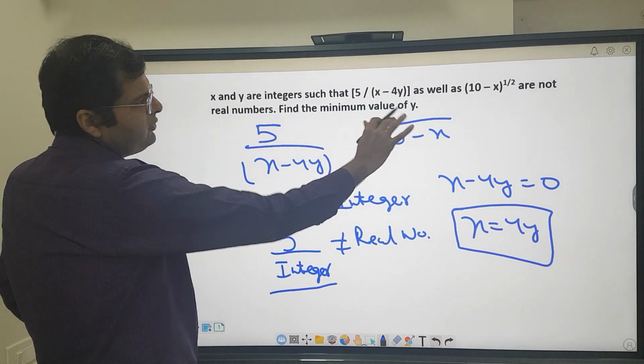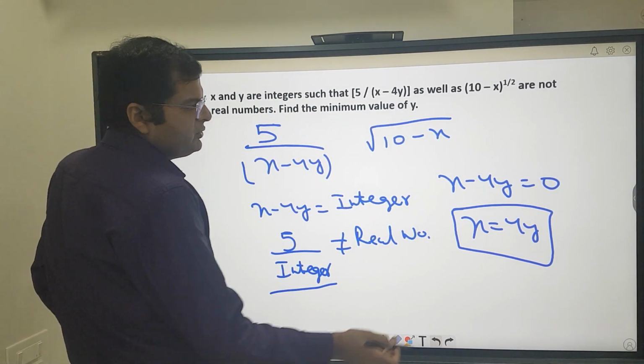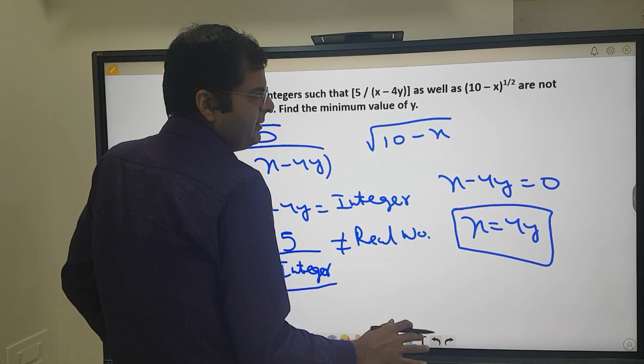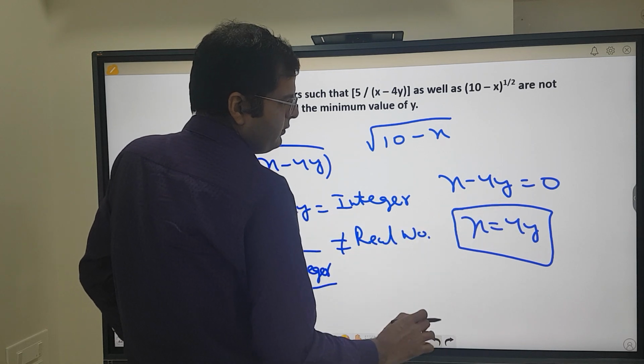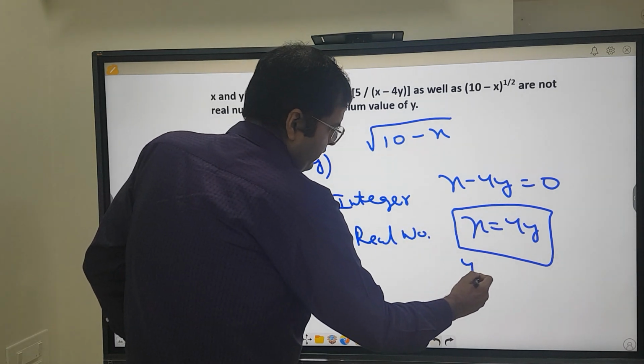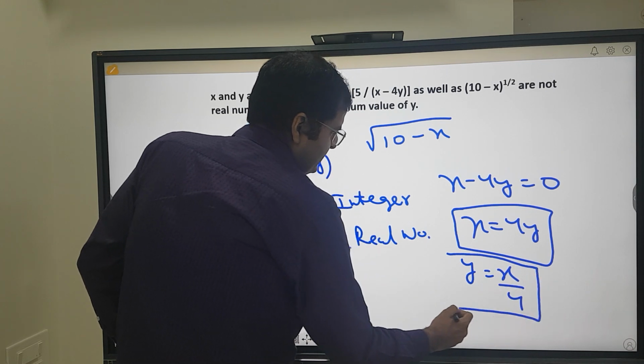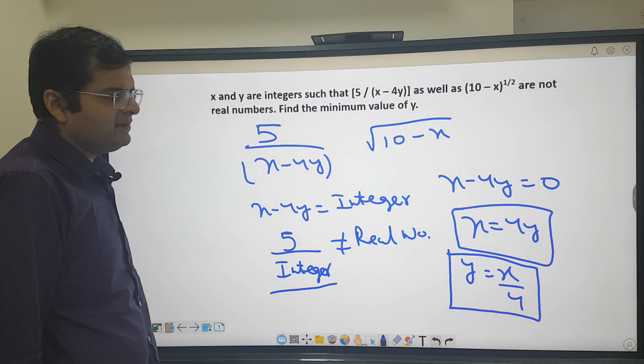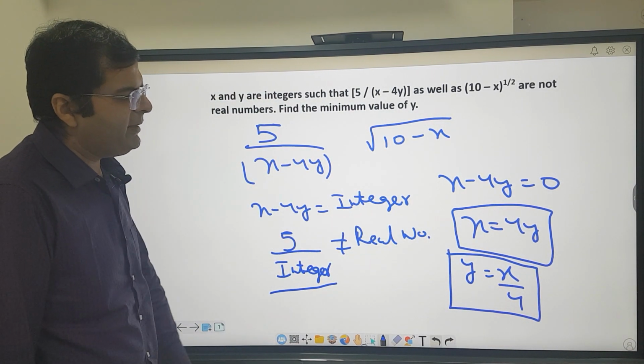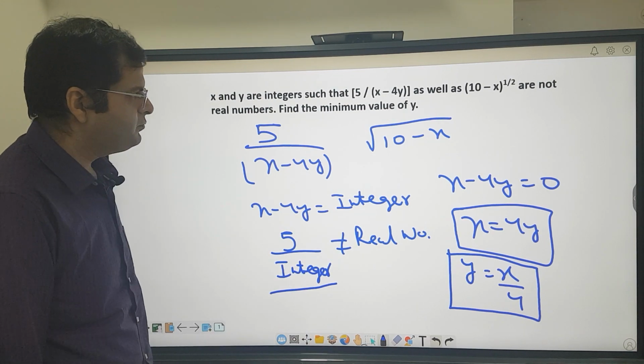What do we have to find? We have to find the minimum value of y. So over here we have to find the minimum value of y, and x is equal to 4 times y, or y is equal to x upon 4. We have to minimize y. So whenever x is minimized, y will be minimized.